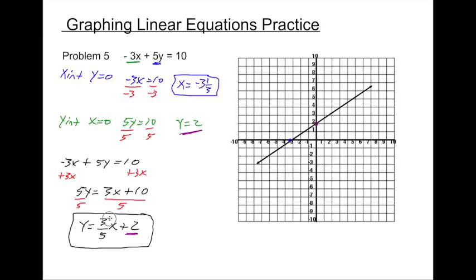So then let's also look at the slope of 3/5. So if I go up 1, 2, 3 over 1, 2, 3, 4, 5. And if I went down 1, 2, 3 over 1, 2, 3, 4, 5, you can see that these points will also match up with our line. So that validates that we have done our graph correctly.